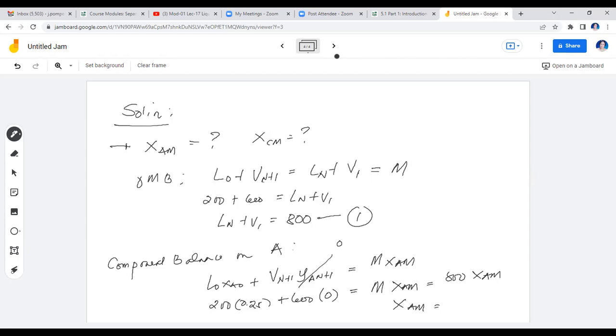Now, we need to know that in our plotting. So let's say you have 200 times 0.25 divided by 800. That would be 0.0625. We have 0.0625 for X sub A, M. Now you may wonder why. What's the purpose of the X sub A, M?